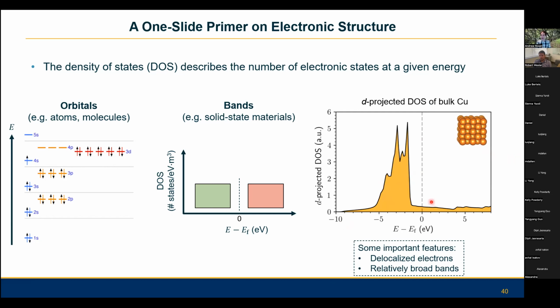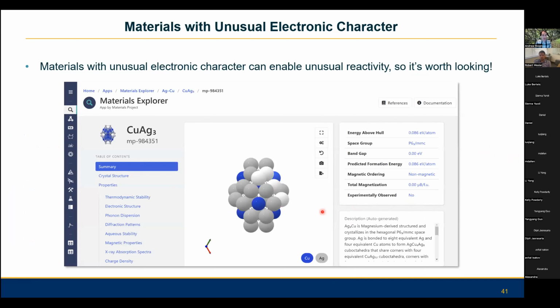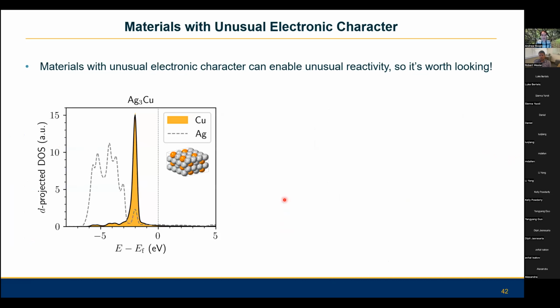If you look at this and say, I don't really know what to make of this, that's understandable because that's the point I'm trying to make. It's a very complicated electronic structure, even for a simple material, relatively speaking. So with that in the back of our mind, I went on the Materials Project, and you could do it yourself, went to this copper silver 3 compound and went to the density of states. And here's what it shows.